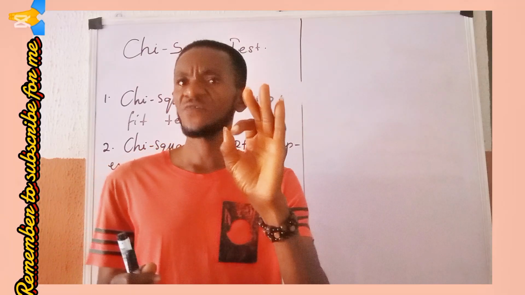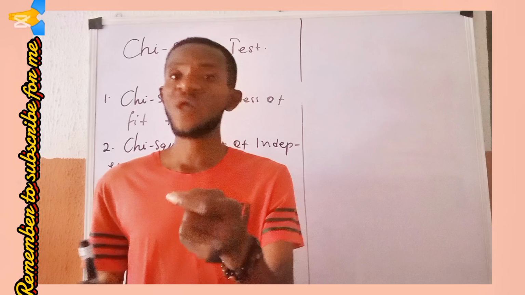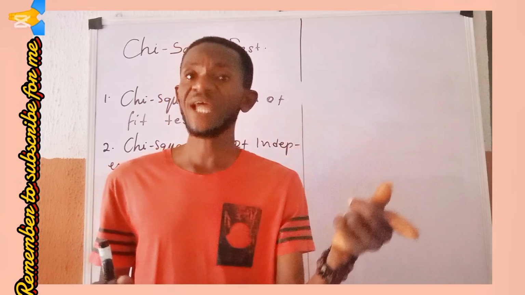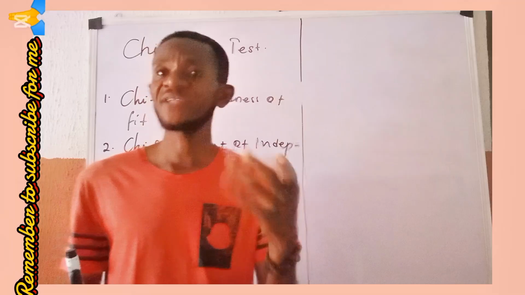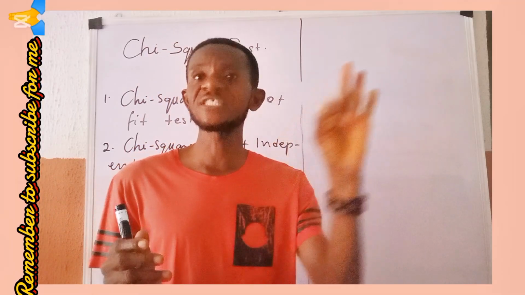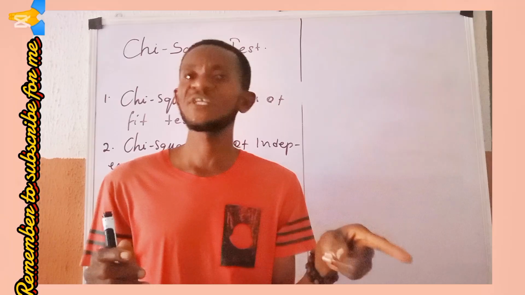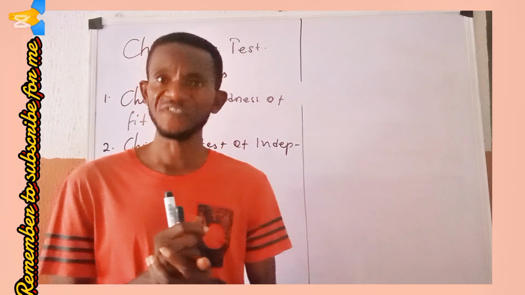When we have situations like this, trying to determine how well our model fits the data, we resort to the chi-square goodness of fit test. When our interest is to determine if a set of observations comes from a specified distribution, we resort to what we call the chi-square goodness of fit test.